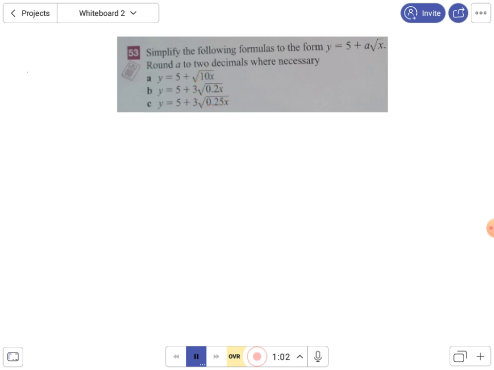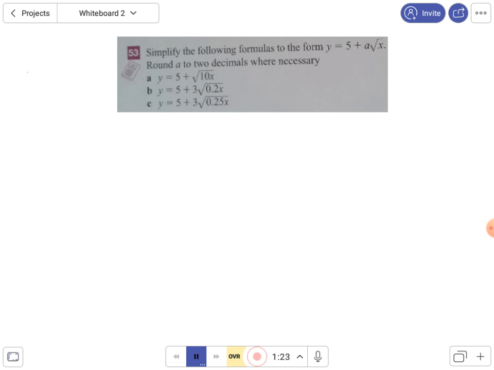Normally, when it says simplify, you can't use your calculator. Or yeah, you can, but you can't calculate the square root. But in this case, when it says round a to 2 decimals where necessary, then it is allowed to use your calculator. Well, how to do it?